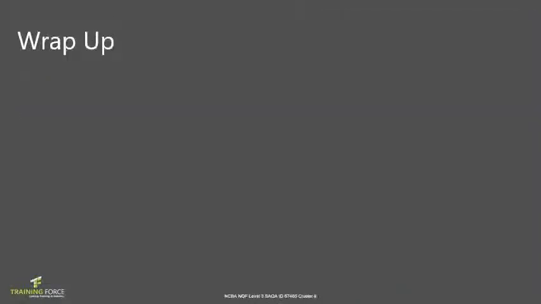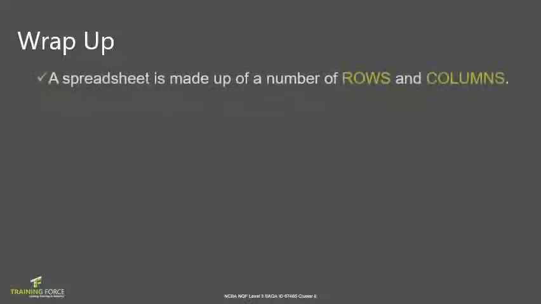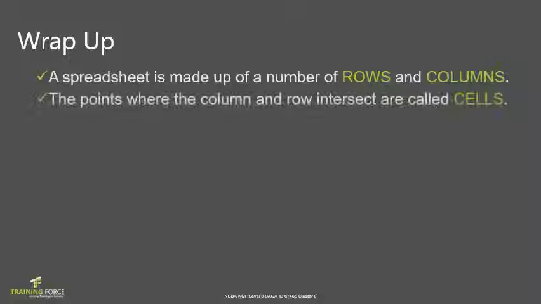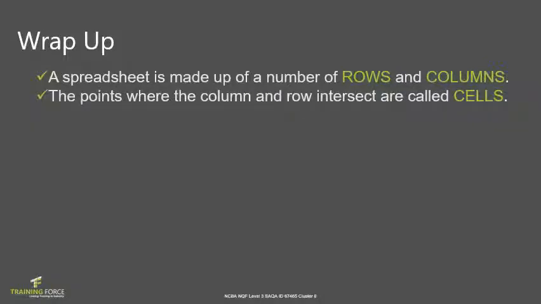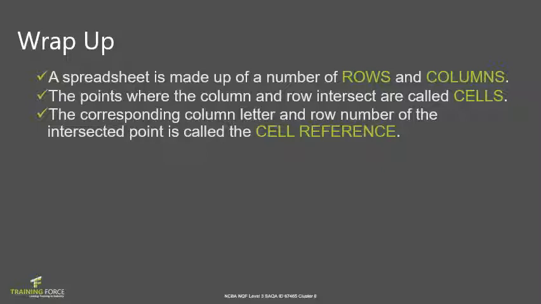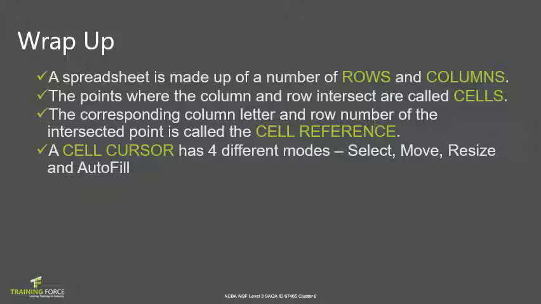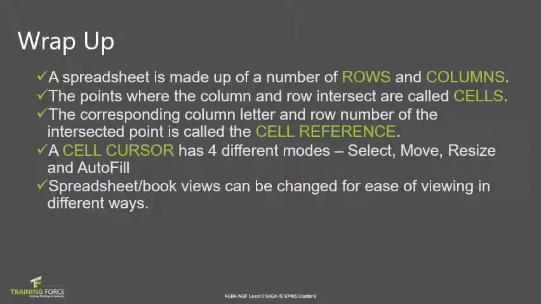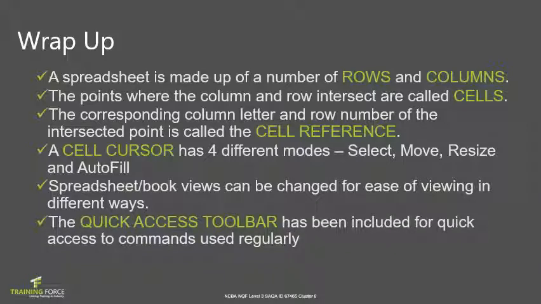And that's a wrap for Topic 3, Session 1. Let's take a look at what we've learned. A spreadsheet is made up of a number of rows and columns. The points where the column and row intersect are called cells. The corresponding column letter and row number of the intersected point is called the cell reference. A cell cursor has 4 different modes: select, move, resize, and autofill. Spreadsheet or book views can be changed for ease of viewing in different ways. The Quick Access toolbar has been included for quick access to commands used regularly.